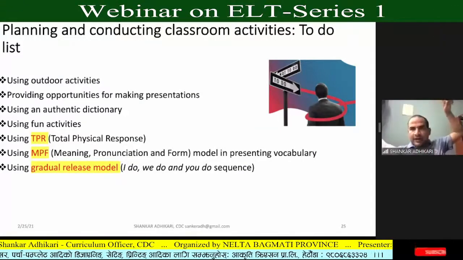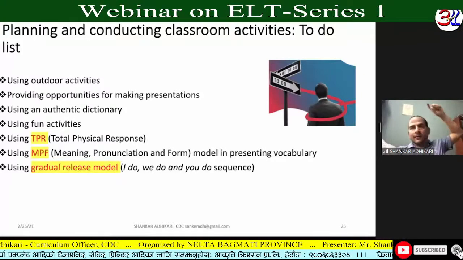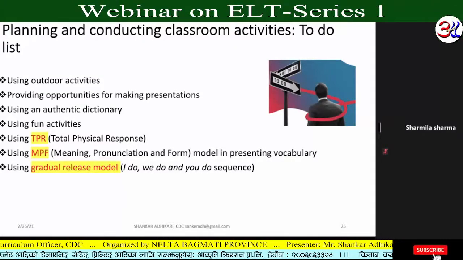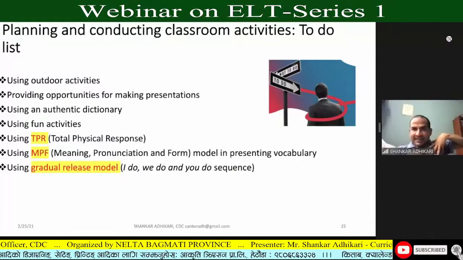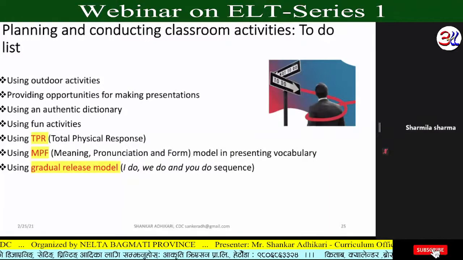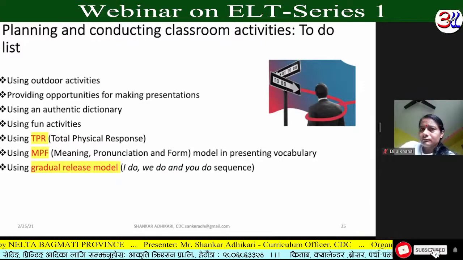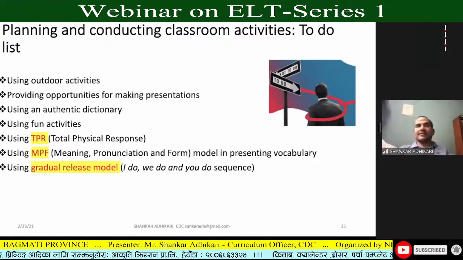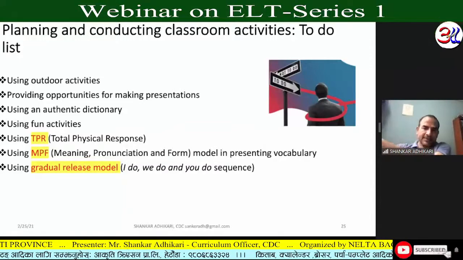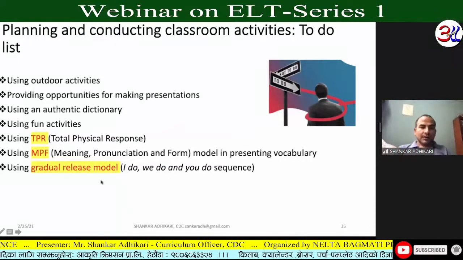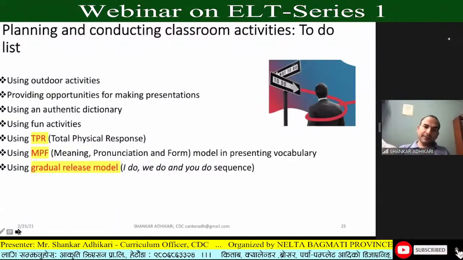In the audio that you heard, the song, right? Do you remember the song? First the teacher sang, that was "I do." Then the teacher asked the students to sing with her, that is "we do." And finally the teacher asked the students to sing by themselves, that's "you do." That's the sequence to be followed, right?